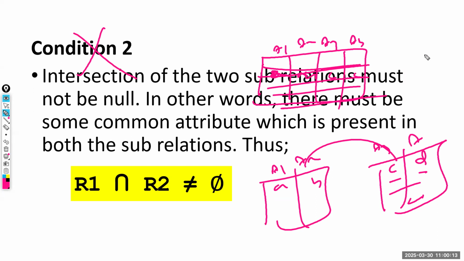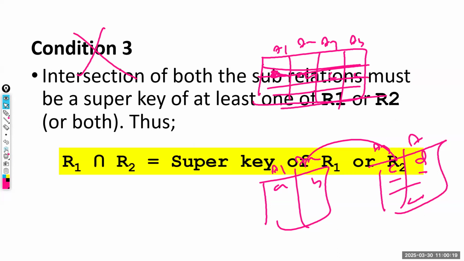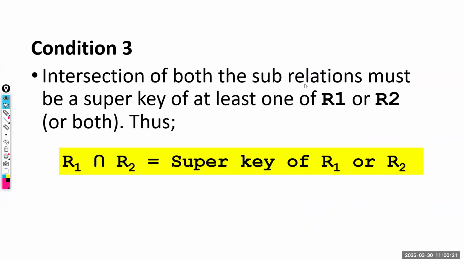The third condition says the intersection of both the sub-relations must be a super key of at least one of them, R1 or R2. So when you take the intersection of your two relations, intersection means common fields. Say here you have A, B, C, and here you have A, B, D. Now we have common columns, right?